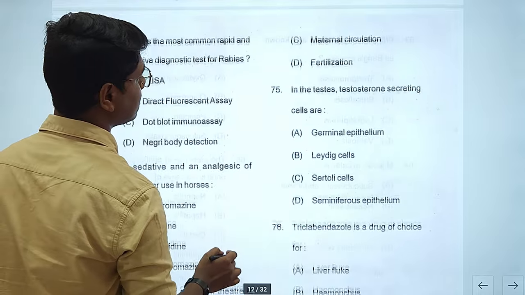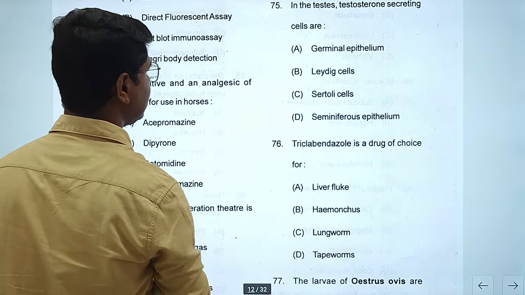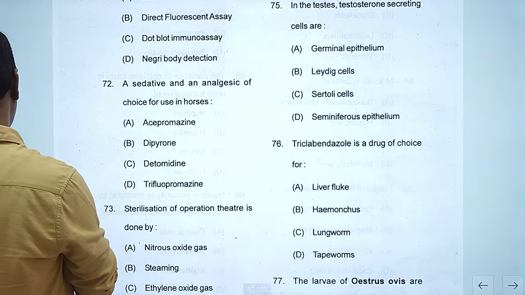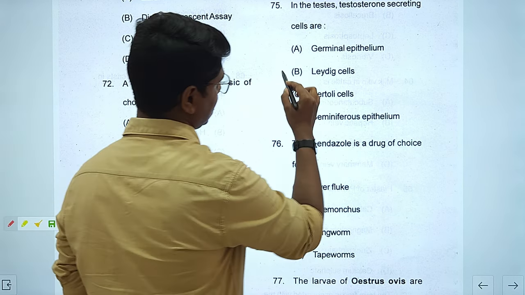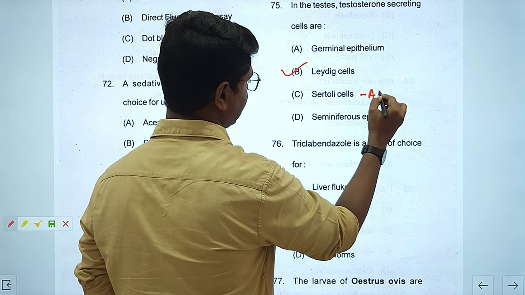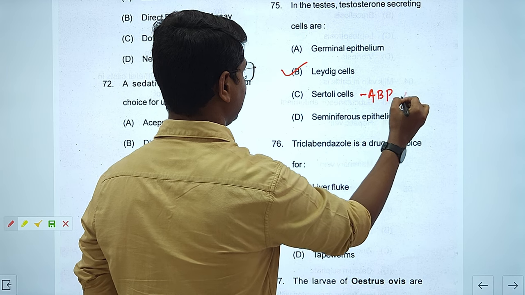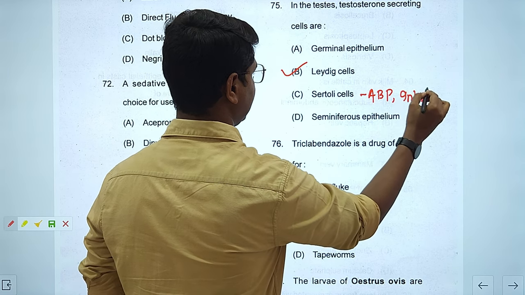Next, in the testes, testosterone is secreted by Leydig cells. Sertoli cells produce androgen binding protein ABP, and inhibin.